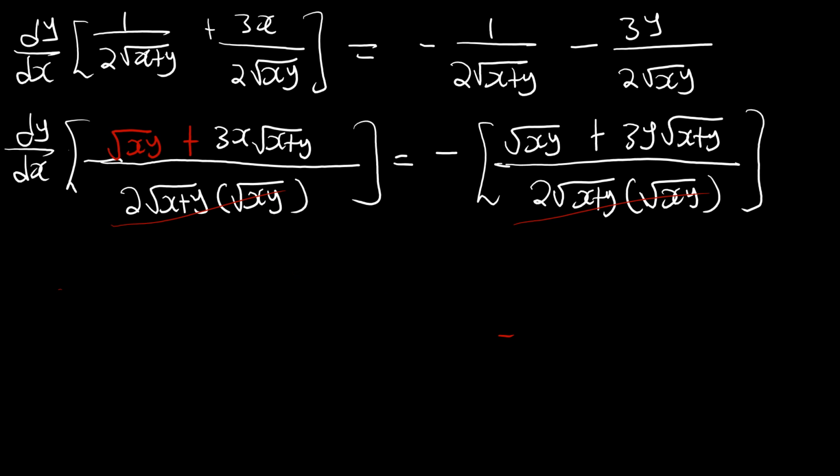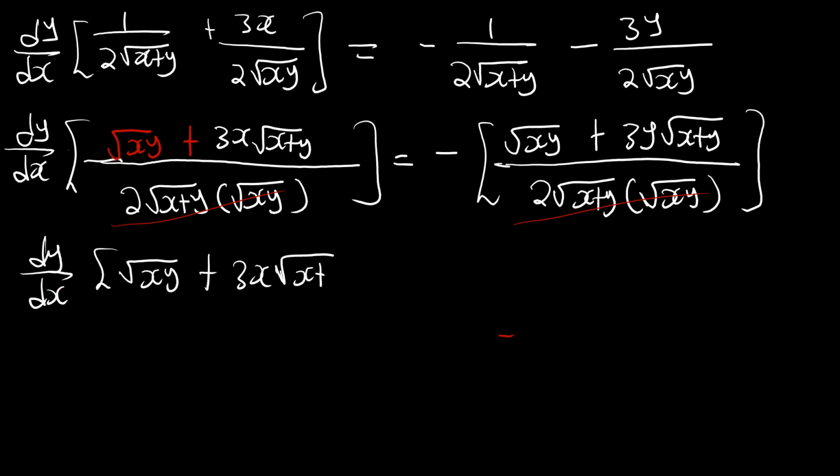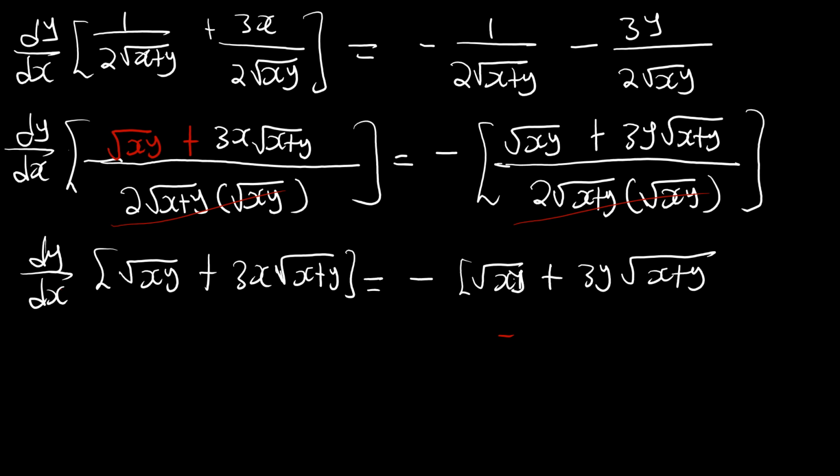So to make things easier, it means dy over dx, in this, we are going to have root of xy plus 3x root of x plus y is equal to negative into root of xy plus 3y root of x plus y, because we have simplified those denominators, we cancelled them.